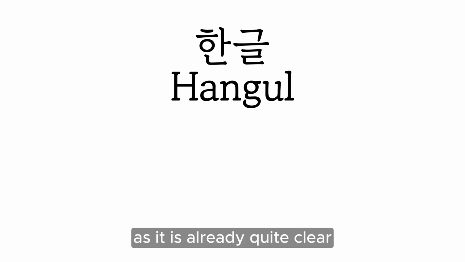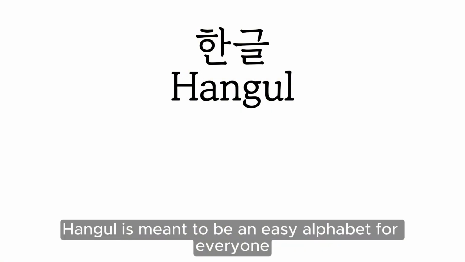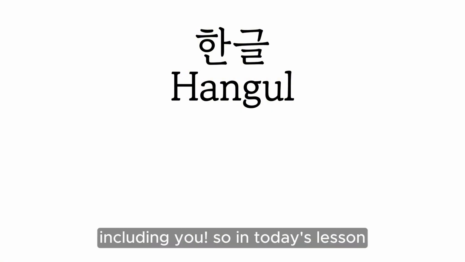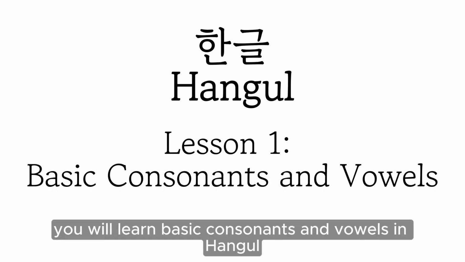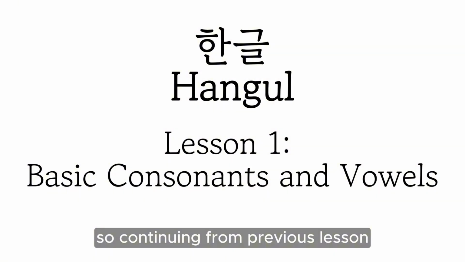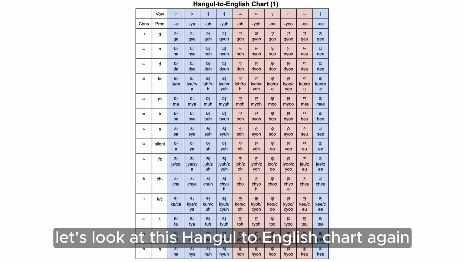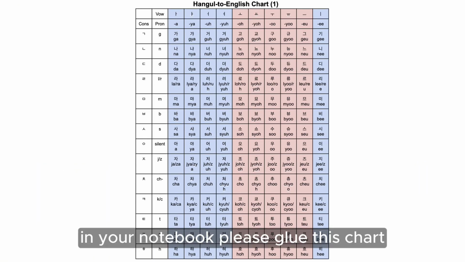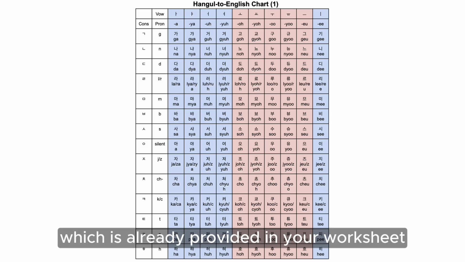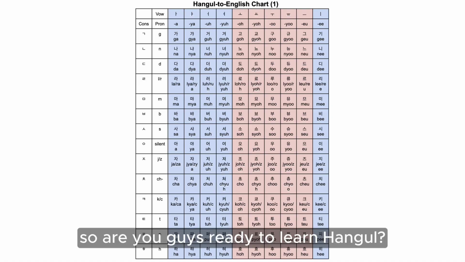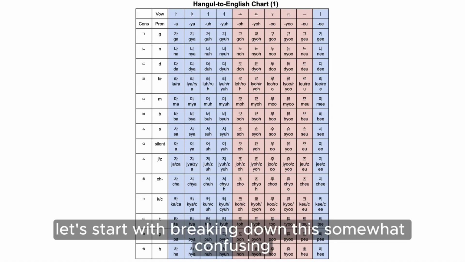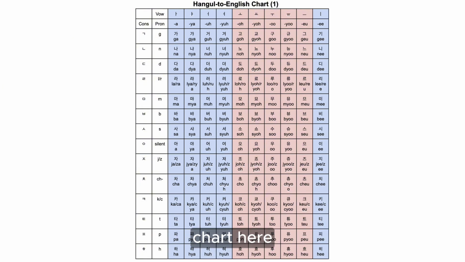As is already quite clear, Hangul is meant to be an easy alphabet for everyone, including you. So, in today's lesson, we're going to learn the basic alphabets in Hangul, and by the very end of the lesson, you will know the basic consonants and vowels in Hangul. So, continuing from the previous lesson, let's look at this Hangul to English chart again. In your notebook, please glue this chart, which is already provided in your worksheet. So, are you guys ready to learn Hangul? Let's start with breaking down this somewhat confusing chart.